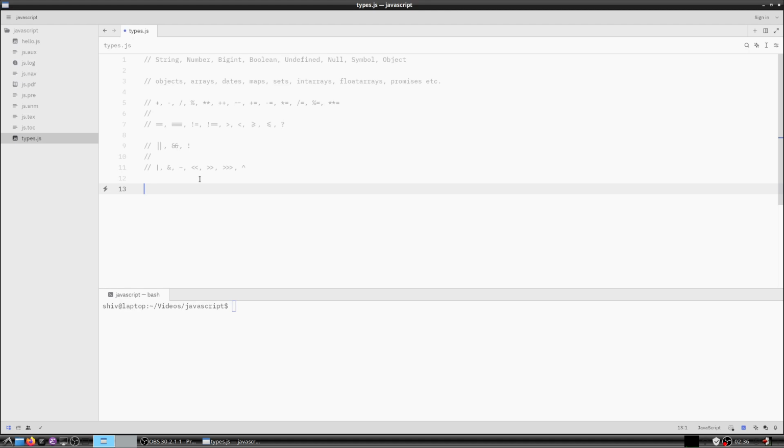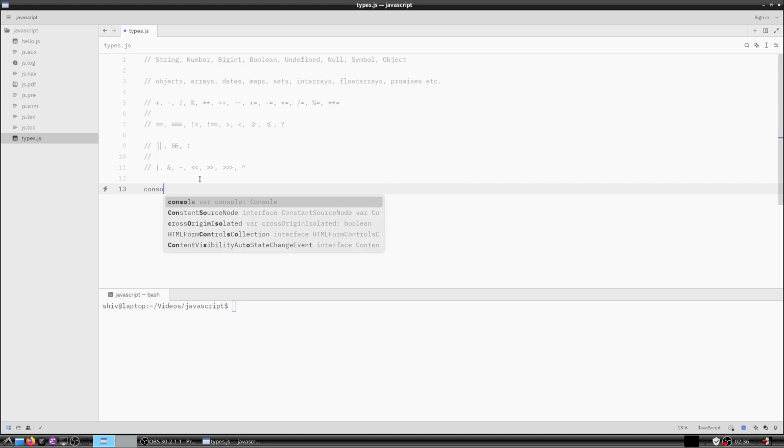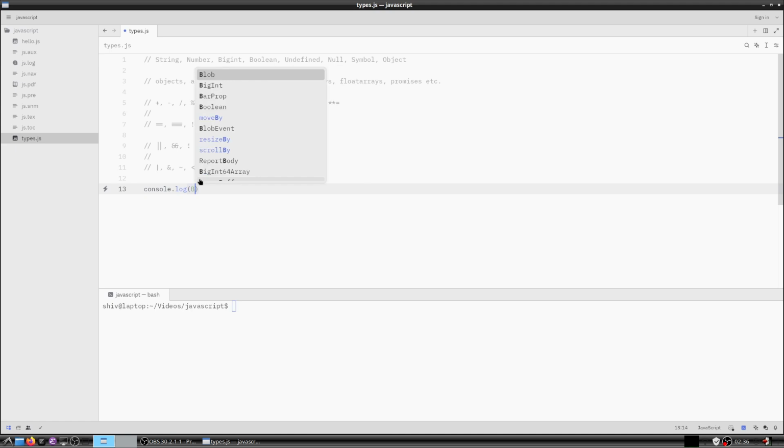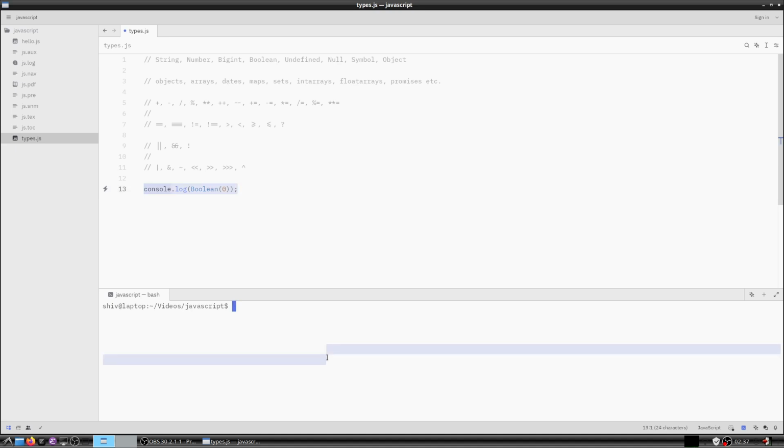So consider a number 0. Is 0 true or false? If you're coming from other languages, you would know that 0 is false. The way to test the truthfulness of a value is to apply the Boolean function, and then we run this.